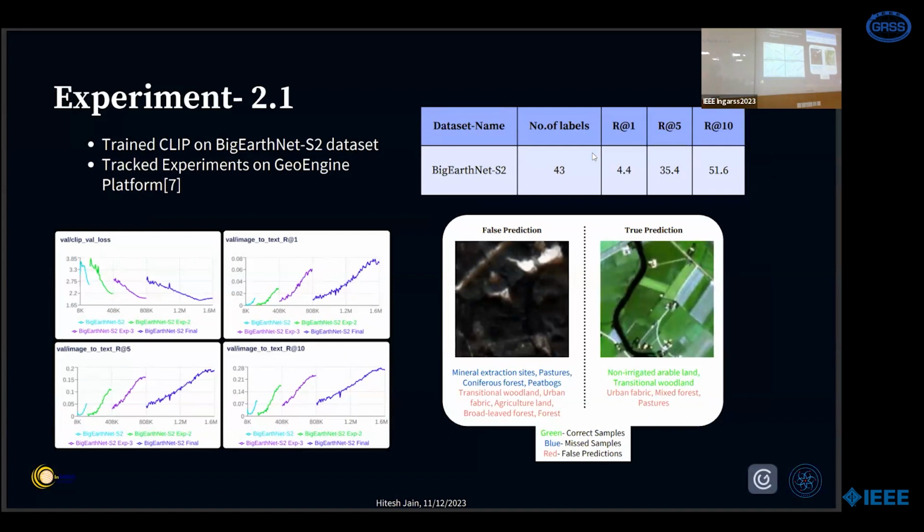An individual training experiment was conducted on a Bgartner S2 dataset, and we see a significant improvement in the performance. These are the graphs, and we have false predictions and true predictions showing the correct samples marked by green, the missed ones marked by blue, and the false ones marked by red. We perform the training until the loss converges.